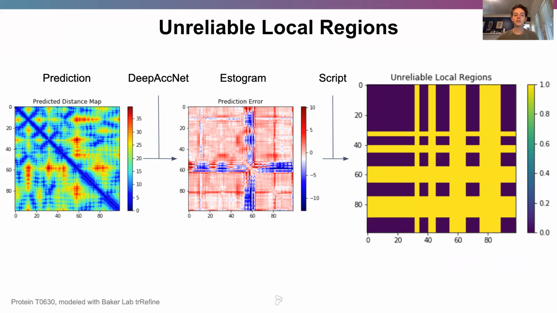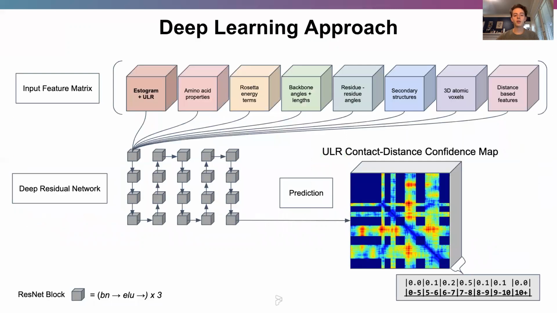My research specifically focuses on improving the structure within these unreliable regions by predicting contacts, or short distances, between individual amino acids, which is very useful information for other structural refinement tools. The way I've done this is by taking all available information about a protein, including the histogram and unreliable local region data, and feeding it into a very deep residual network.